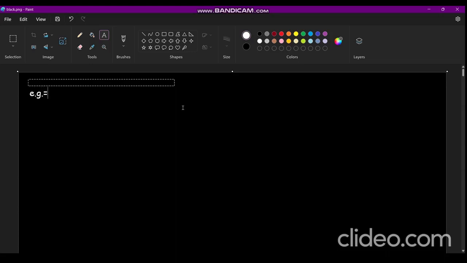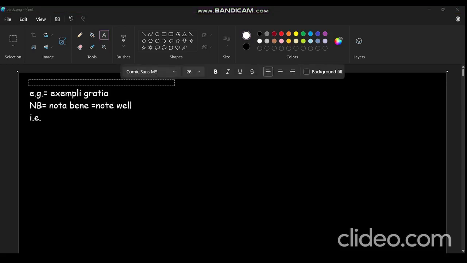The spelling of that is E-X-E-M-P-L-I G-R-A-T-I-A. Now, similarly, another one is NB. It means nota bene, which means note well. And similarly, i dot e means id est, that means that is. Another one, which is simple, is opp dot, which means opposite.